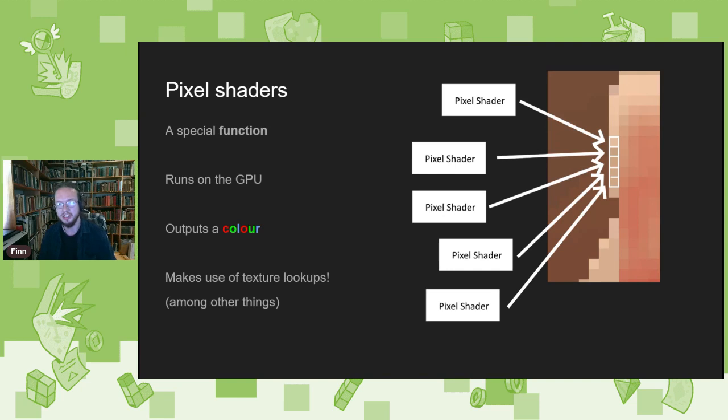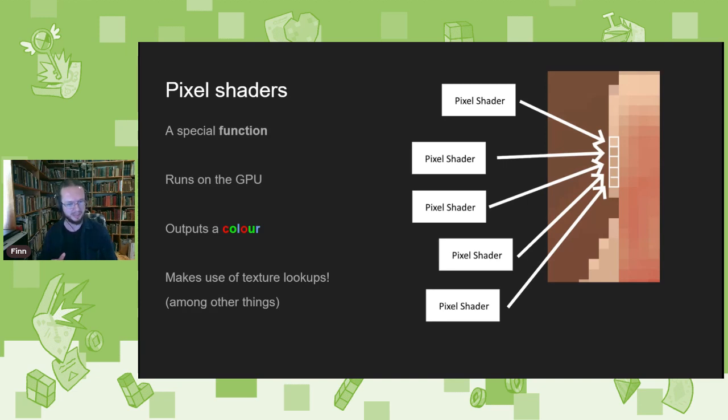A shader is special because it runs on the graphics card, and a pixel shader outputs a color. So if we're drawing a picture, we're going to run an instance of this little pixel shader program for at least one for every pixel in our picture. So if you're running at 1080p, if you want to draw a frame, you've got to run a pixel shader at least 2 million times.